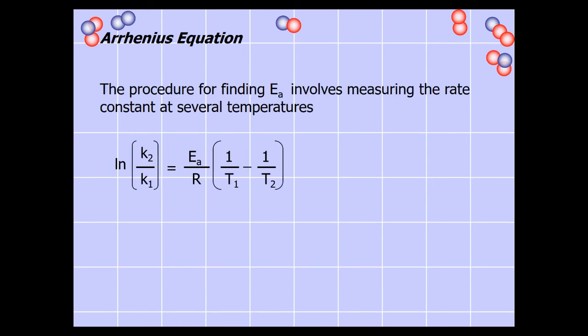All right, so if we want to know the activation energy for a reaction, that involves us measuring. So we go in the lab, we measure the rate constant at several temperatures. And so this is the version of the Arrhenius equation we're going to use where we're comparing two temperatures. And so this is the equation I'm going to expect you to know for the test.